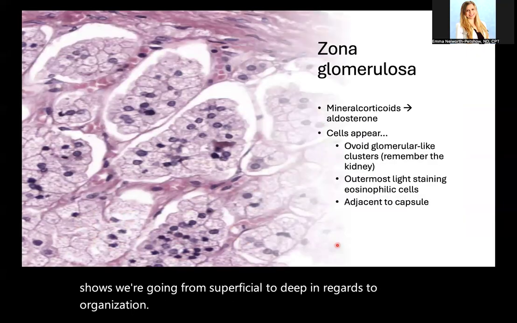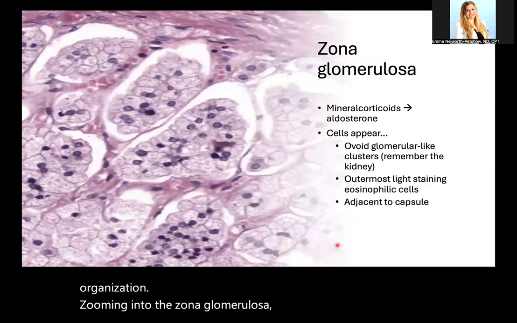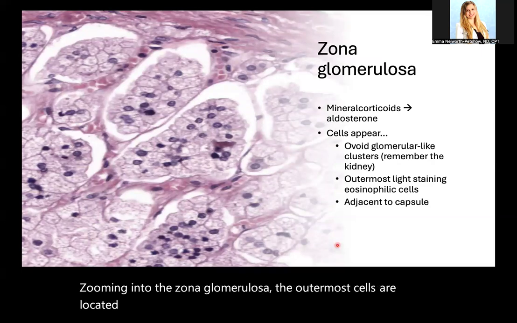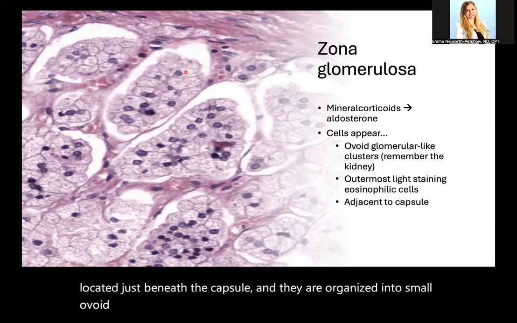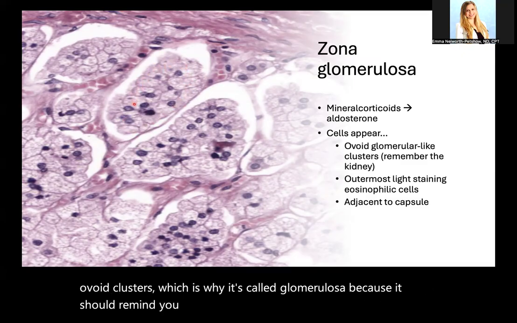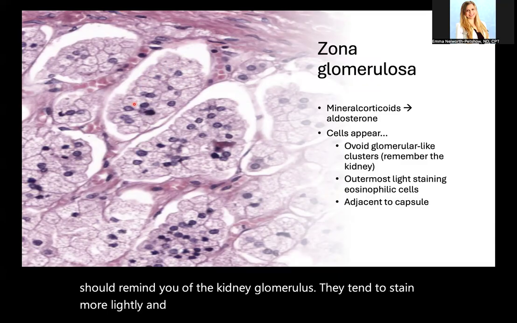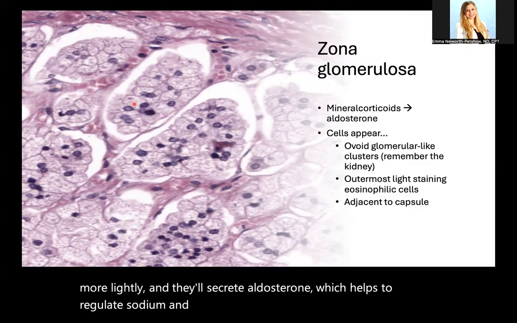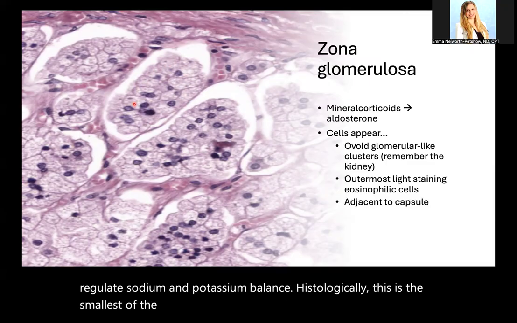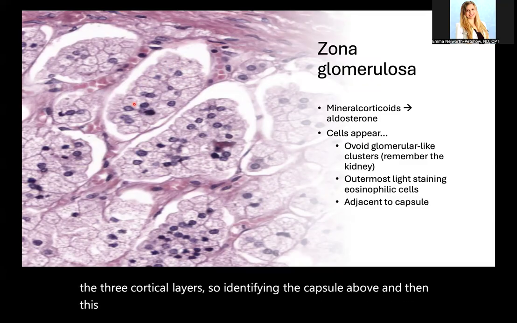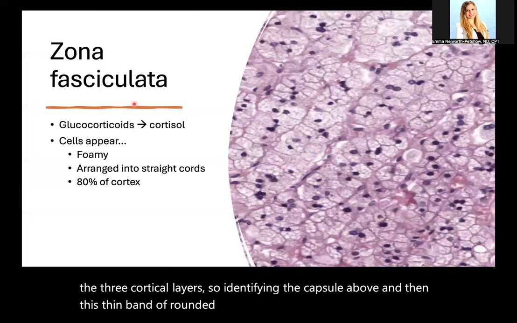Zooming into the zona glomerulosa, the outermost cells are located just beneath the capsule, and they're organized into small ovoid clusters, which is why it's called glomerulosa, because it should remind you of the kidney glomerulus. They tend to stain more lightly, and they'll secrete aldosterone, which helps to regulate sodium and potassium balance. Histologically, this is the smallest of the three cortical layers, so identifying the capsule above and then this thin band of rounded clusters is a useful way to orient yourself.